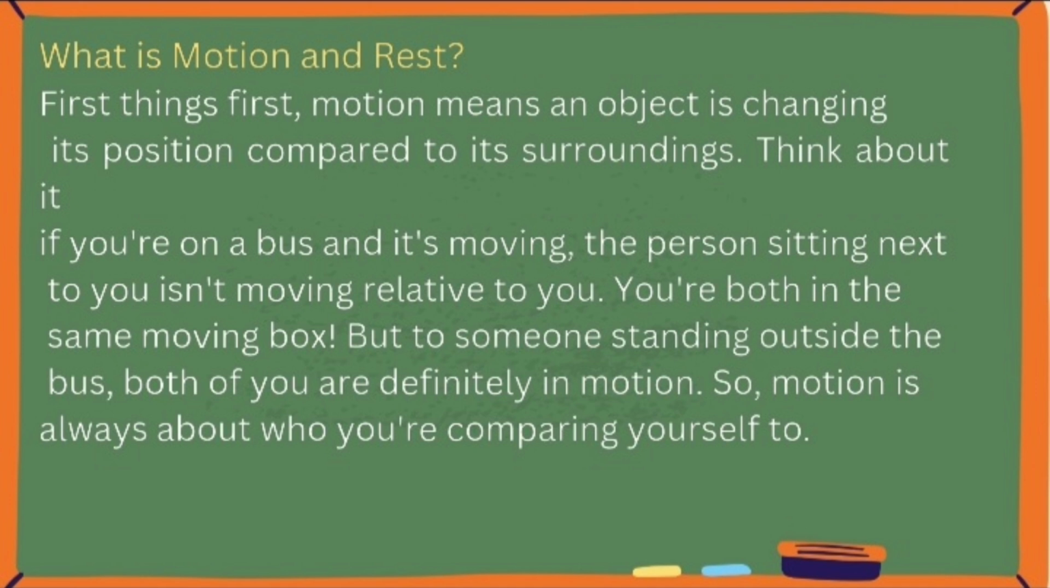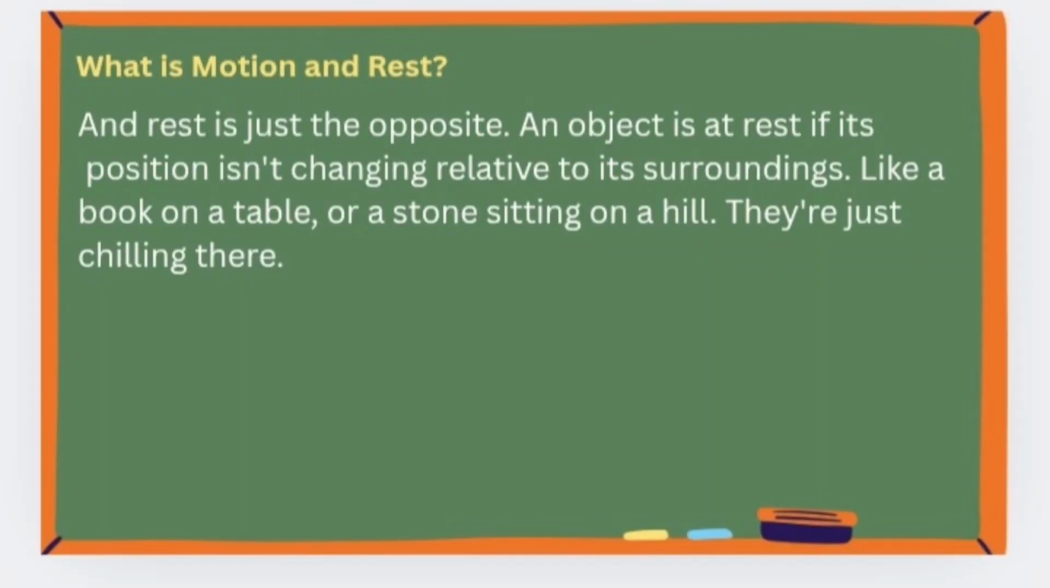First things first, motion means an object is changing its position compared to its surroundings. Think about it. If you're on a bus and it's moving, the person sitting next to you isn't moving relative to you. You're both in the same moving box. But to someone standing outside the bus, both of you are definitely in motion. So motion is always about who you're comparing yourself to.